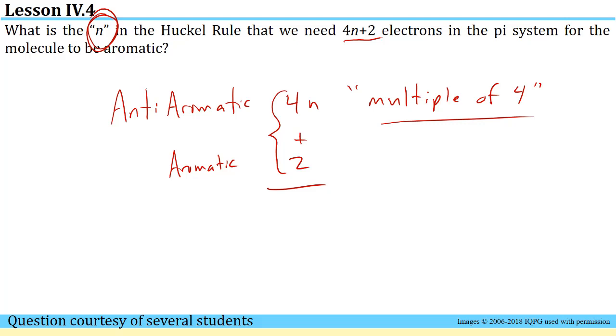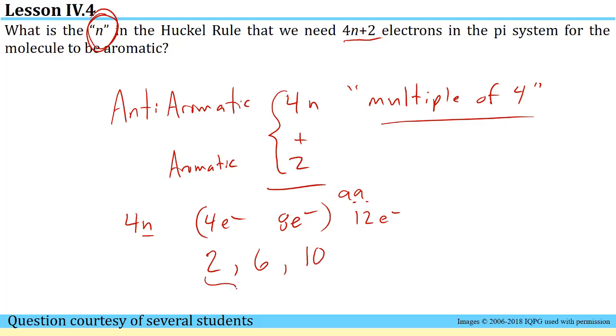Now, for all intents and purposes, 4N means really if you have 4 electrons or 8 electrons, we're not going to get up to molecules with 12 electrons very often. So 4 and 8 are what you'll usually see for anti-aromatic in this course. And that means that 2, 6, and 10, really we usually see 2 and 6 if we're not talking about bigger molecules for aromatic. So you don't really have to use too many values of N. So N is usually 0, 1, or 2 for the purpose of small kind of molecules we see in our class.